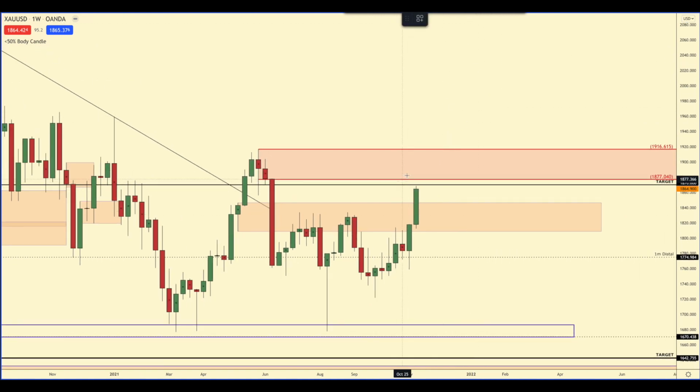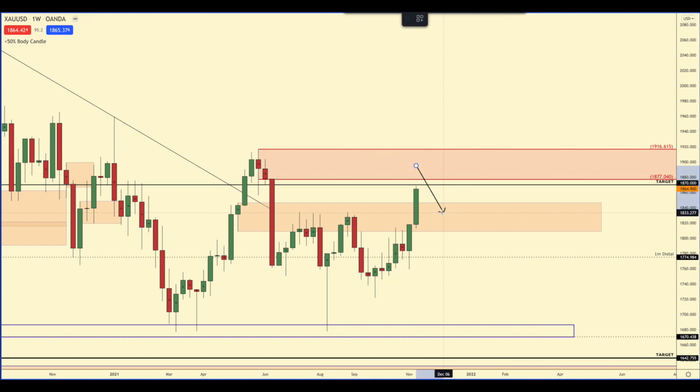So I'm not super bullish gold just yet. I need to see this weekly supply removed. So I need to see 1920 hit before I actually feel very, very comfortable buying gold. And I think that trend will continue. So certainly keep an eye out on this weekly area of supply at 1880.